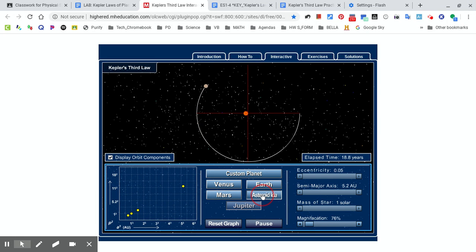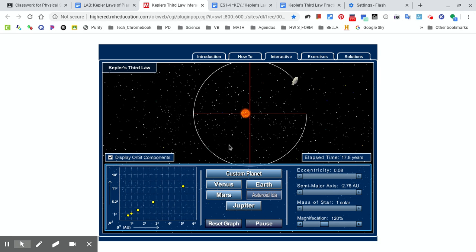All right, we also have asteroid Ida. So we can see how an asteroid moves as far as the path and the eccentricity and all that. And you can customize your planet if you want. So you can definitely see as the distance goes up, the time it takes goes up. So they're directly related to that straight path there. You can always pause when you're looking at this video too if you need to. Isn't that cool? That's a direct relationship.